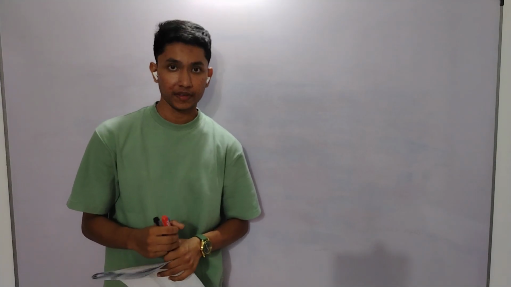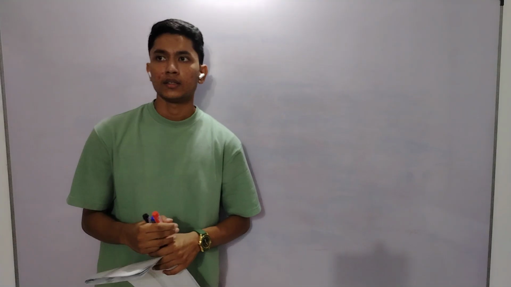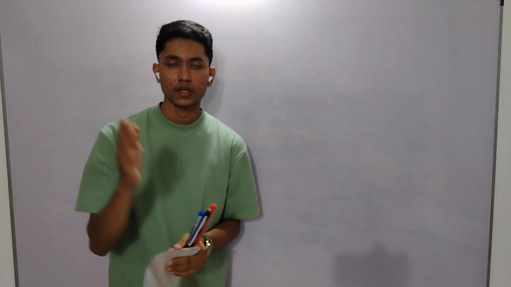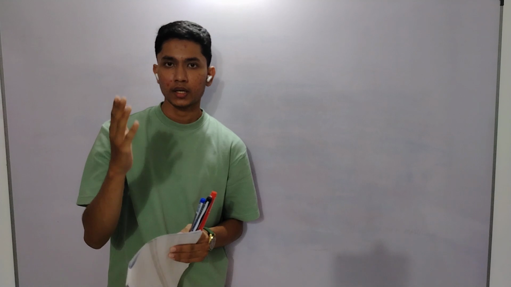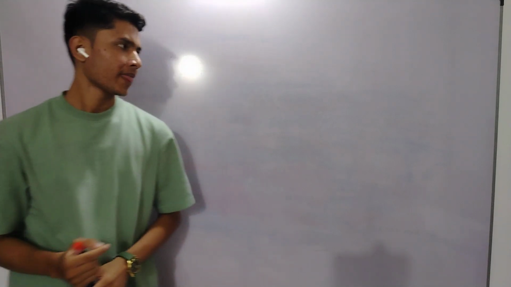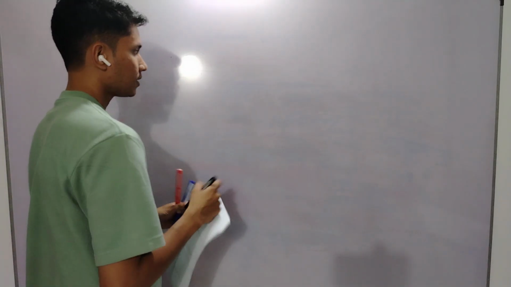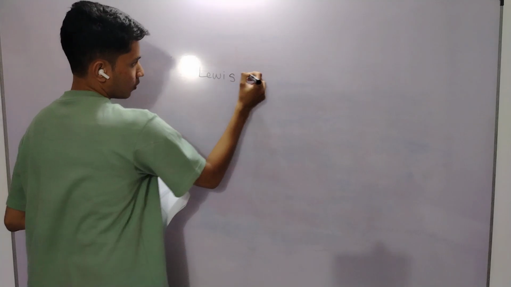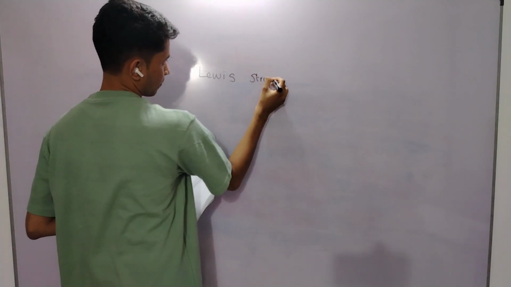So this will be the third video for this lesson. In the last video we discussed the types of covalent bonds: non-polar, polar, and dative bonds. And in this video, we are going to discuss Lewis structures.